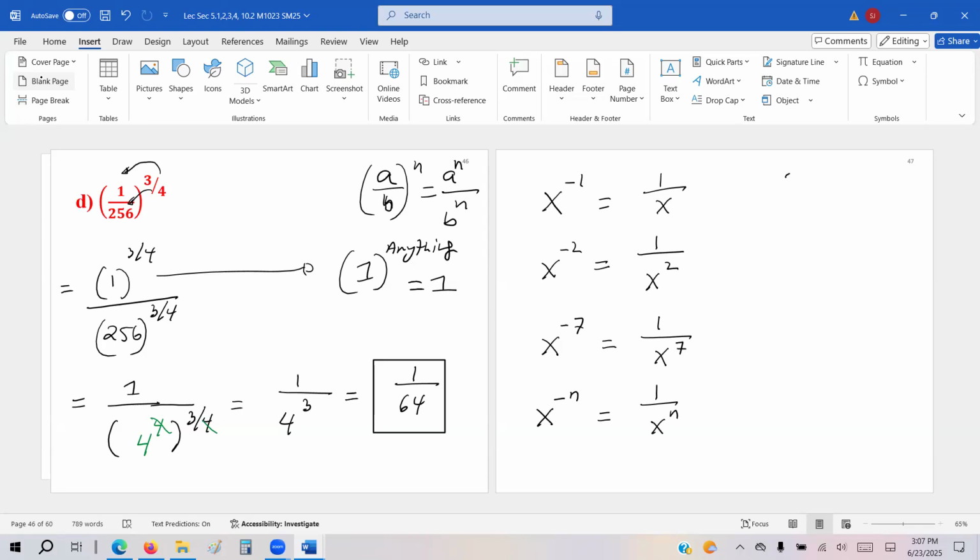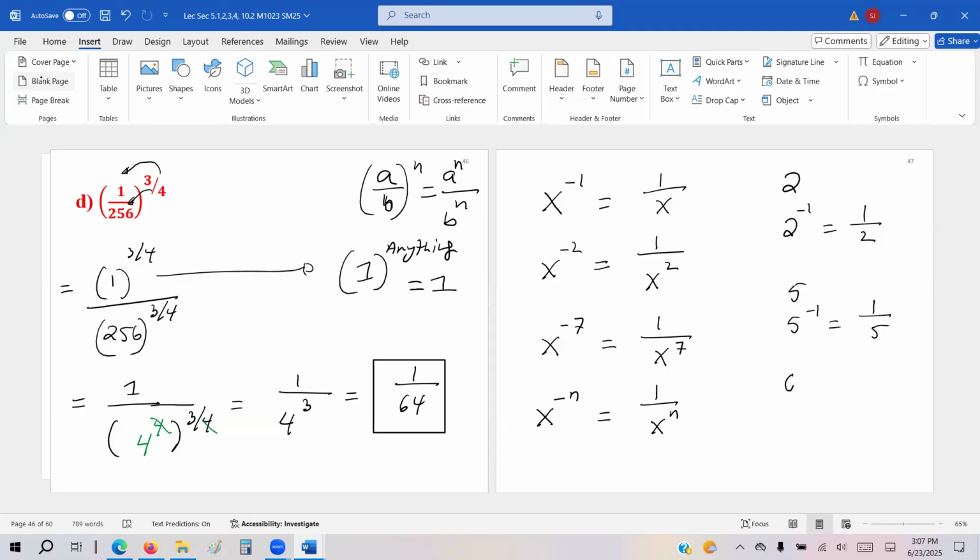For example, if you have 2, it's a whole number 2. But this whole number 2 will turn into 1 over 2 if you have a negative 1 power. So see, without a negative power, it's a whole number. With the negative power, it's a fraction. Same thing, let's say we have 5. Without any power, it's a whole number 5. But if you have a negative power, it's 1 over 5, which is a fraction.